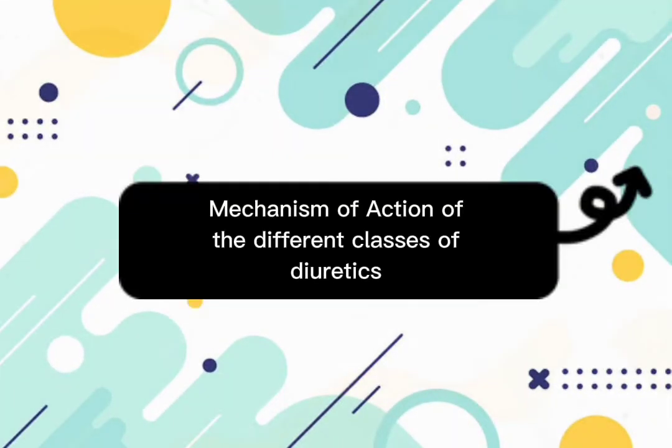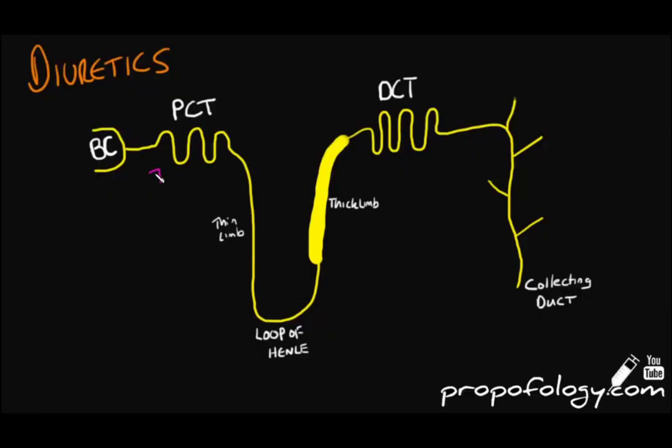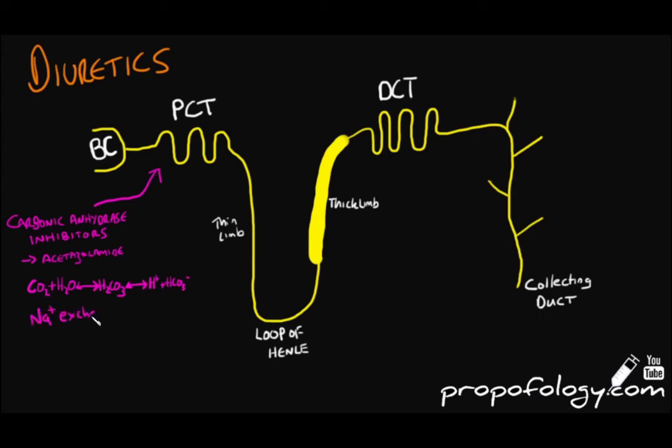Mechanism of action of different classes of diuretics. Drugs like carbonic anhydrase inhibitors act on the proximal convoluted tubule. These are drugs like acetazolamide, which is a non-competitive inhibitor of carbonic anhydrase. Carbonic anhydrase catalyzes the reaction of CO2 plus H2O to give H2CO3, to give hydrogen ions and bicarbonate. In the proximal convoluted tubule, sodium is exchanged for hydrogen ions. As carbonic anhydrase inhibitors affect this pathway, fewer hydrogen ions are available for exchange of sodium ions.